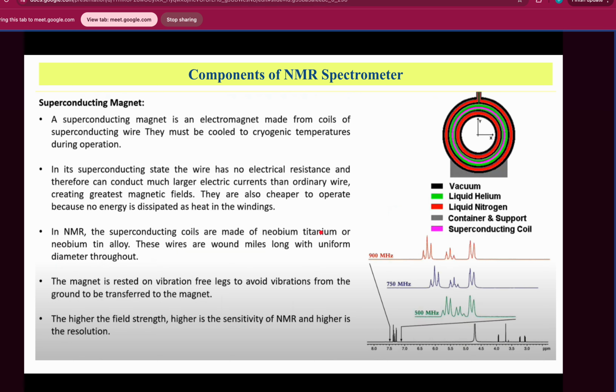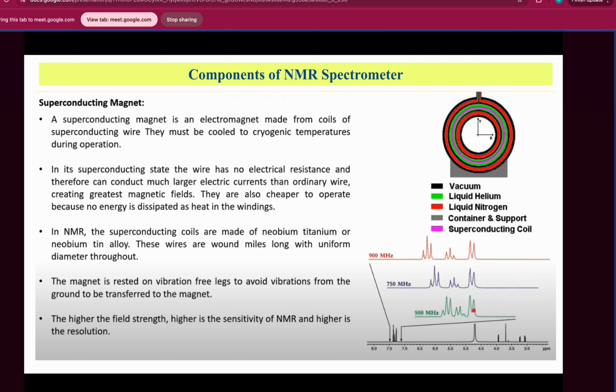So these are the constituents of the coils which are used, and these wires are wound miles long with a uniform diameter throughout, and the magnet is rested on vibration-free legs to avoid vibrations from the ground being transferred to the magnet. And the higher the field strength, the higher the sensitivity of NMR and the higher the resolution. So these are some of the conditions, and this also shows why we are using superconductors and what conditions need to be satisfied.